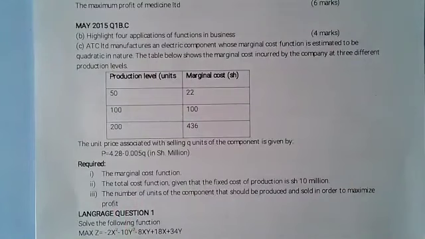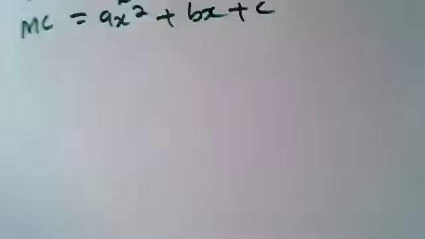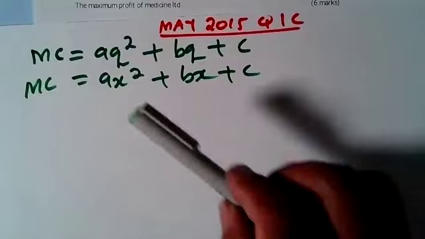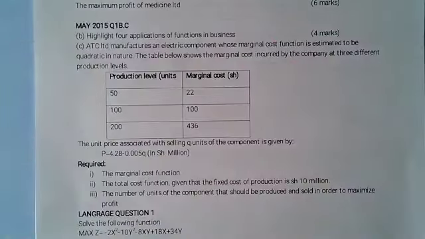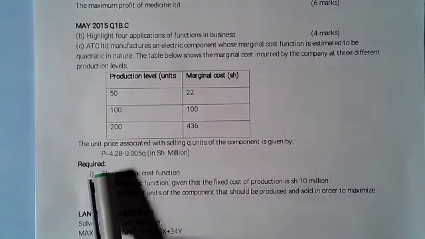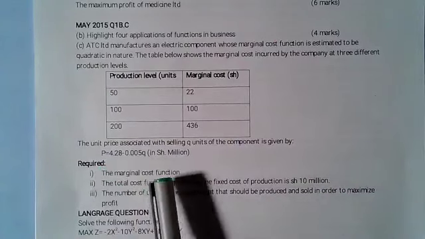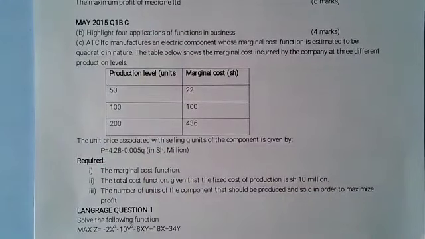The table below shows the marginal cost incurred by the company at different production levels. So you have the production level in units, we have the marginal cost. The unit price associated with selling Q units of the component is given by, so now when you're writing this function, you see I have indicated two here. You can write X or you can write Q. Now that one will be guided by what you are given here. In this case, in our price function, we are given Q, so I'll use the second one, the Q instead of X.